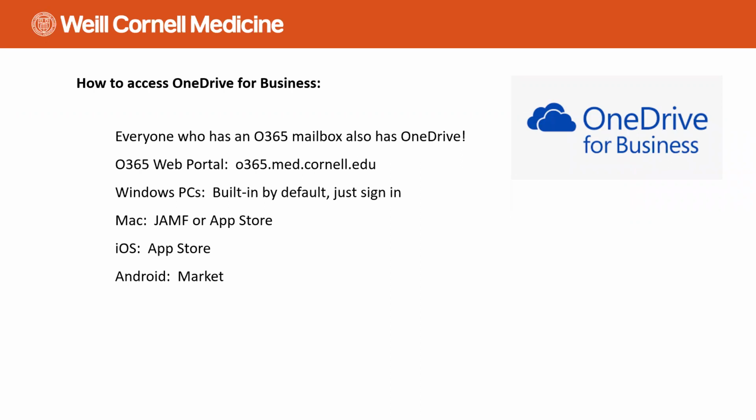If you have a Windows PC, the Sync Agent app is built in by default. All you have to do is sign in. So that goes for Windows 10, Windows 11 devices. If you have a Mac, you can download the Sync app from our internal Jamf application store, or the Apple App Store. If you have an iOS device, similarly, you can go to the App Store and download the agent, the software. Just look for OneDrive or OneDrive for Business. Android, same thing, the Android Marketplace or Google Play.